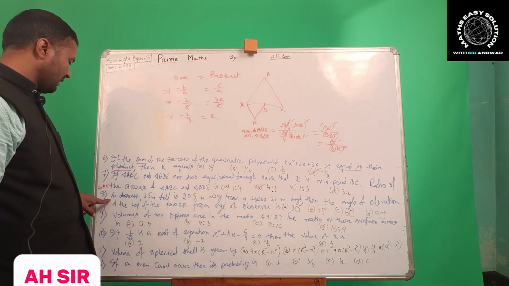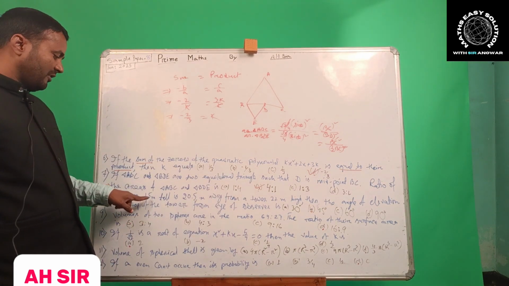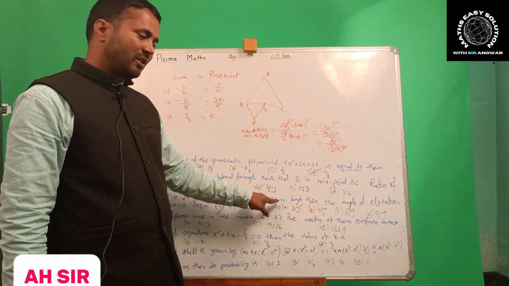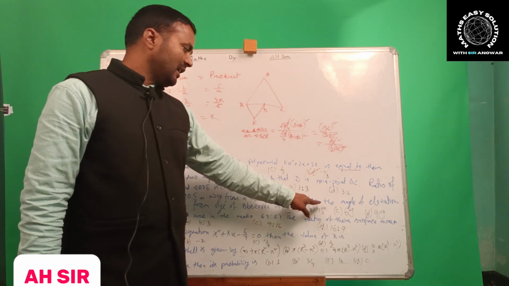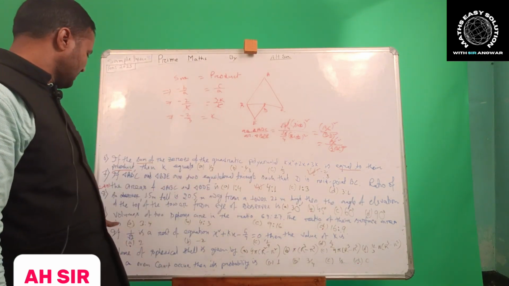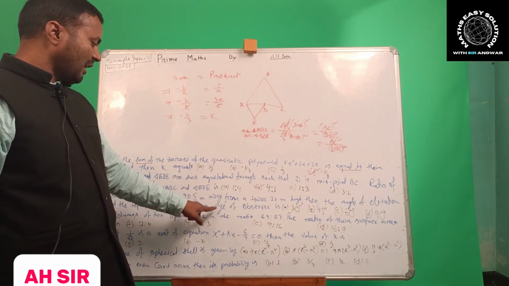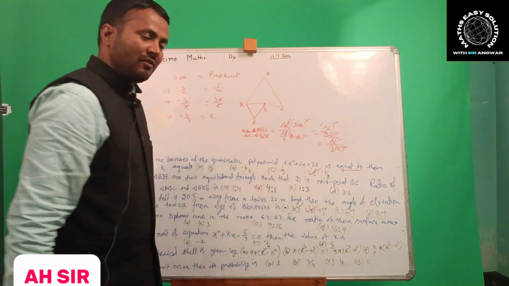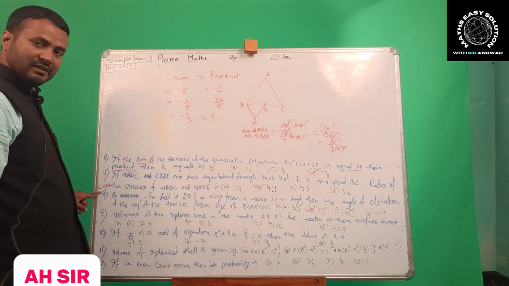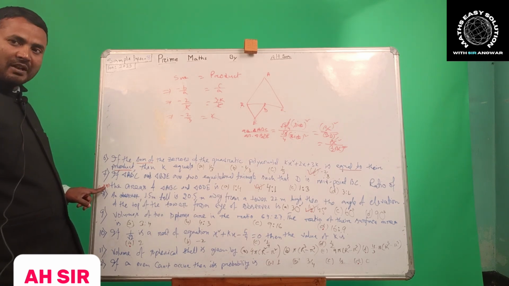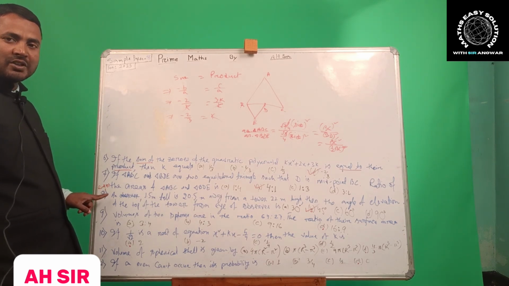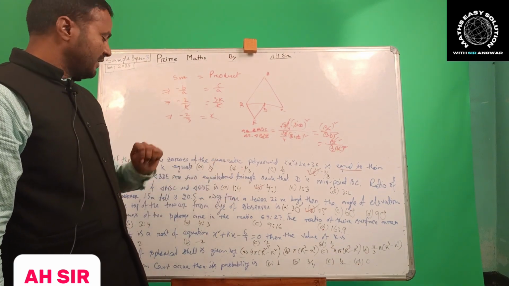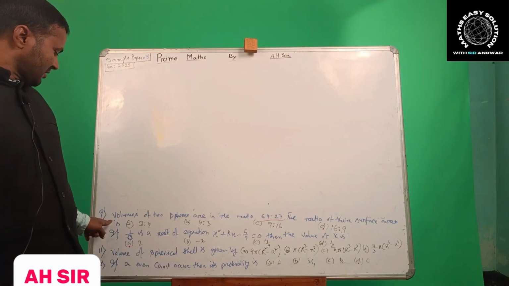Next question. An observer 1.5 meter tall is 20.5 meter away from a tower 22 meter high. Then the angle of elevation of the top of the tower from the eye of the observer is 45 degree. How? I have already mentioned this. This is repeated from sample paper 1, question number 10. So you will watch my sample paper 1, you will get this solution.